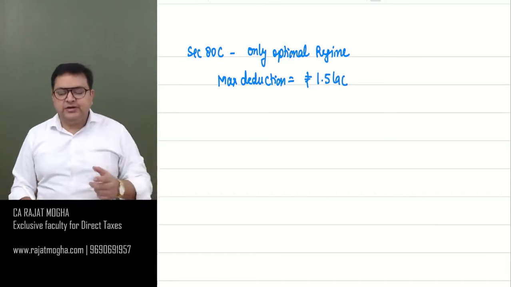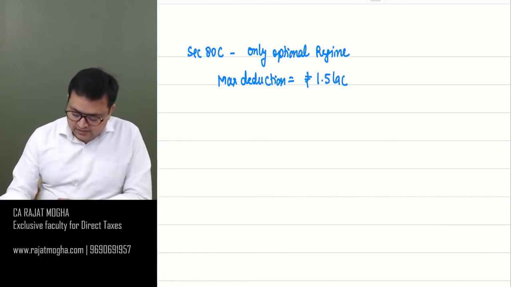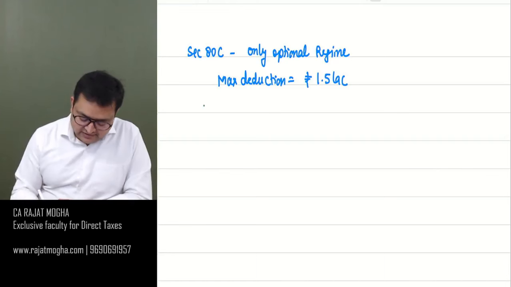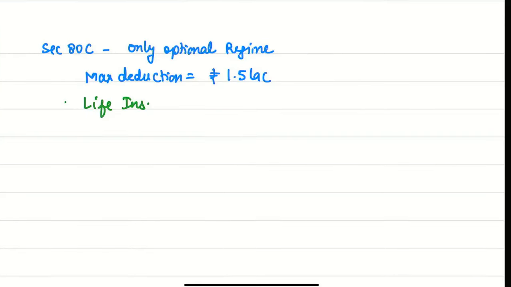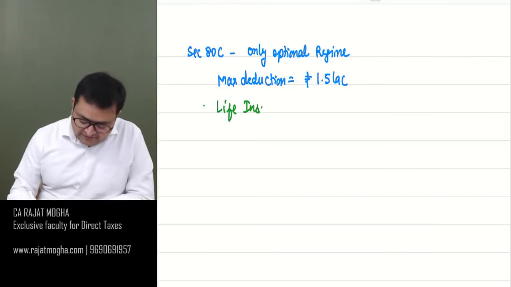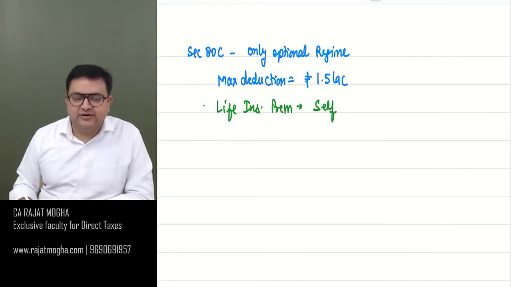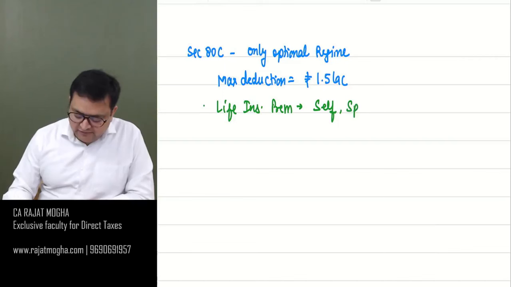And one of the important points over here is LIC premium. When you pay your life insurance premium. Because I'm not talking about health insurance. Health insurance is in 80D. Here it is life insurance. So life insurance premium. Here you can pay it for the assessee himself or herself, or he can pay for the spouse, or he can pay for the children. The children can be dependent or non-dependent, doesn't matter.